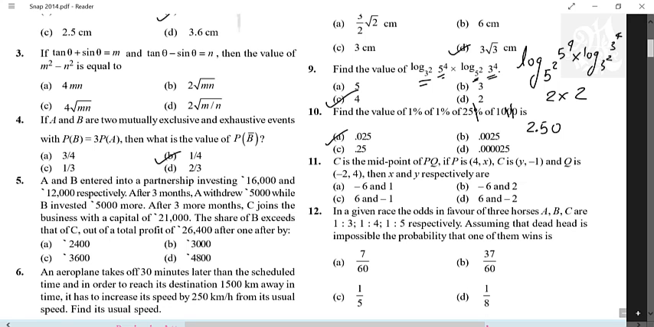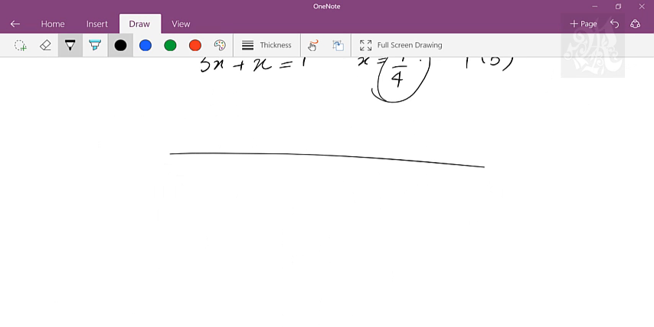C is the midpoint of PQ. Now notice carefully, a very basic question. You have to select the right ones. That's it. C is the midpoint of PQ if P is 4, comma X. Now what is midpoint basically? Midpoint is basically something that divides things in equal parts. So if P and Q are here, like this, P, Q, C is going to be exactly in the center, which means the coordinates of C is going to be the average of coordinates of P and Q.